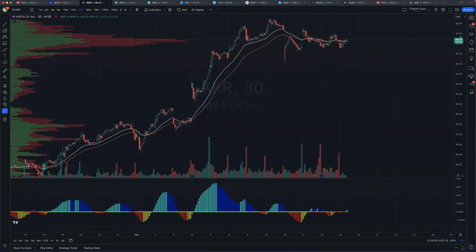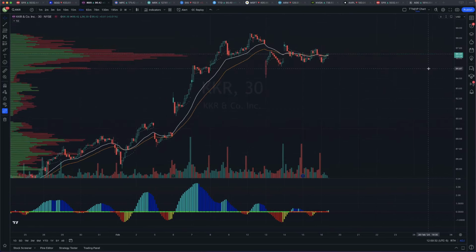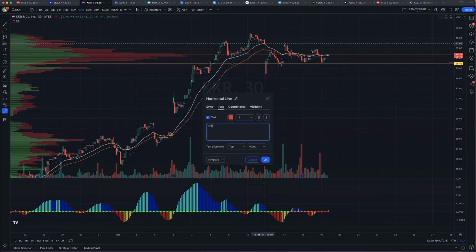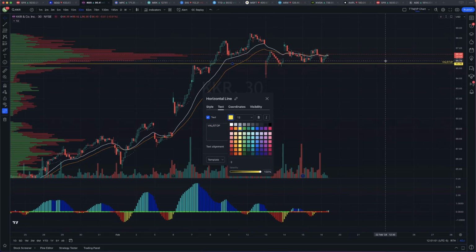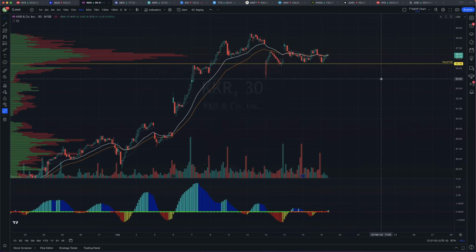All right. So 30-minute squeeze, KKR. I'm going to come in here to what I see as potentially a value area low right about here. And I'm going to put in my first yellow line. And I'm going to label it value area low. And we'll also label it stop for right now. And that line is at 95.46.